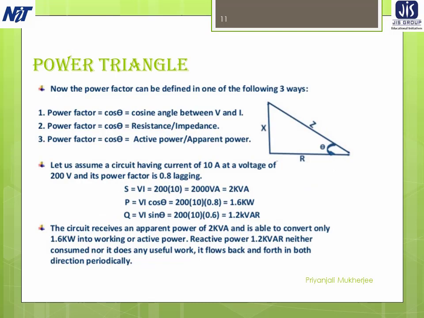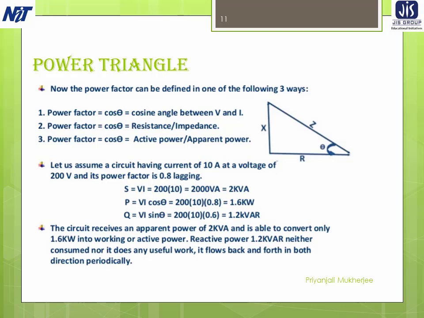So power factor can also be defined as the ratio of R divided by Z, or the cosine of the angle between V and I, or the resistance divided by the impedance, or the active power to the apparent power. So we can assume a circuit having a current of 10 ampere at a voltage of 200 volt, and its power factor is 0.8 lagging.